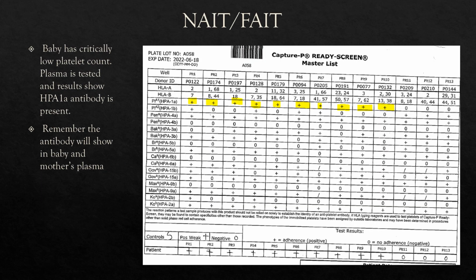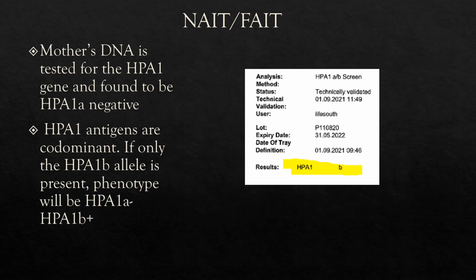A baby presented with a critically low platelet count. A platelet screen was performed and the antibodies matched an HPA-1A antibody. This will be present in the baby and the mother's plasma. The mother was tested for HPA-1 and found to be HPA-1A negative. The HPA-1 antigens are codominant, and if only the HPA-1b allele is present, the phenotype will be HPA-1A negative.